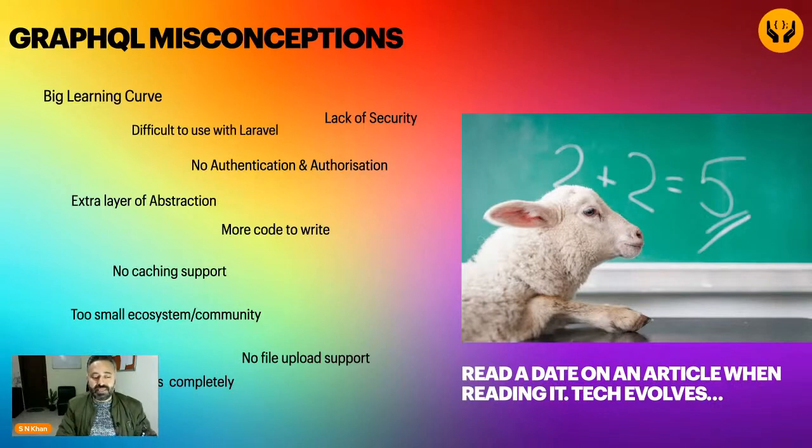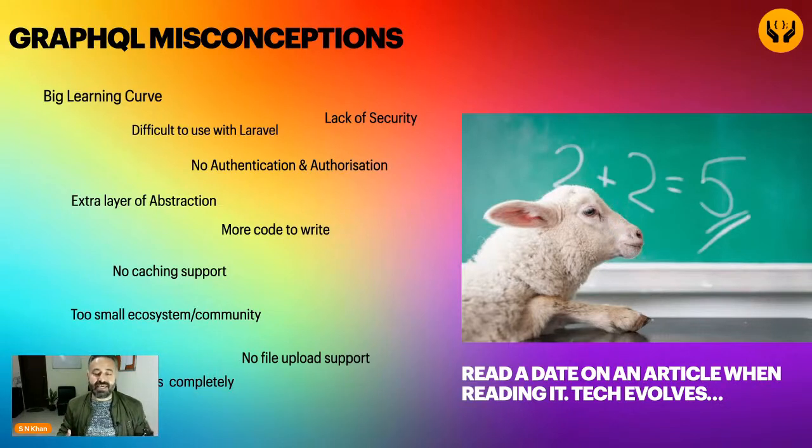Then they would say, okay, there's too small a community. For example, if you run into a problem, you might have an issue finding a solution. There's no file upload support. Then I have to leave REST API completely and work with GraphQL completely. Well, as far as my research is concerned, most of the people who have written such stuff wrote it in 2017, and we don't read the date on the article, and we say, oh, GraphQL has this, GraphQL has that. Most of this has already been solved, and tech evolves.